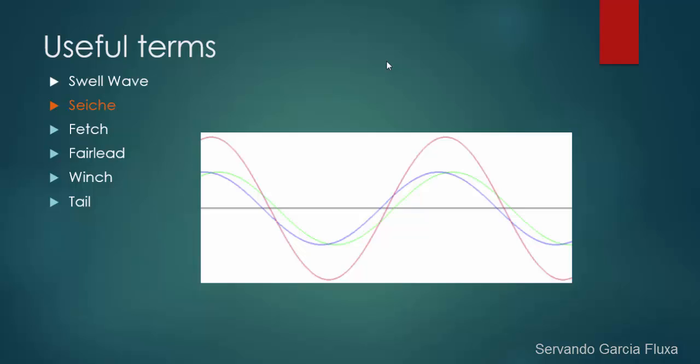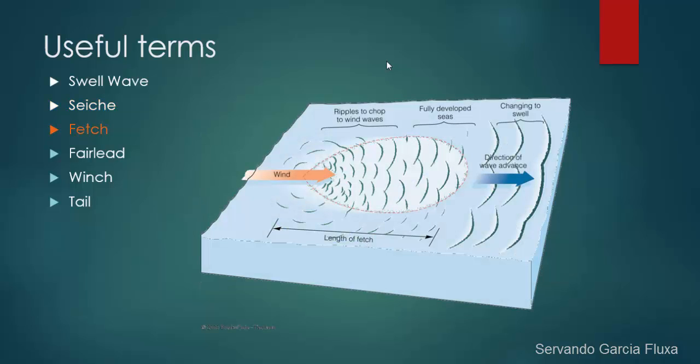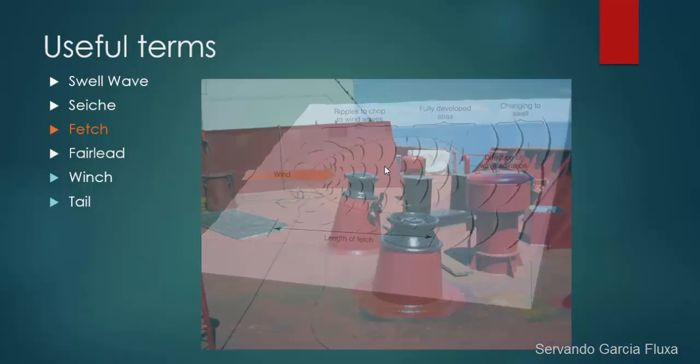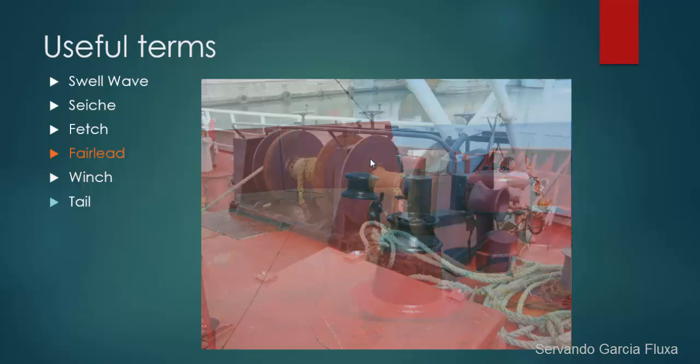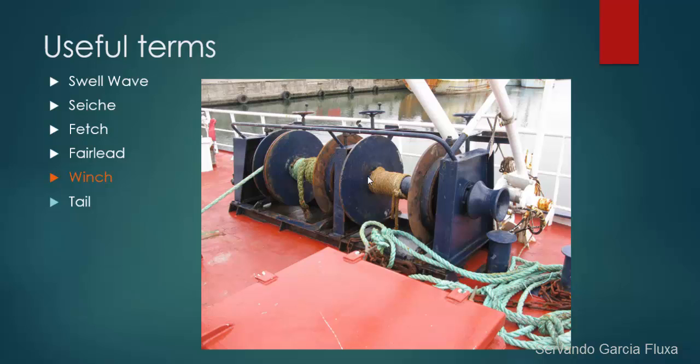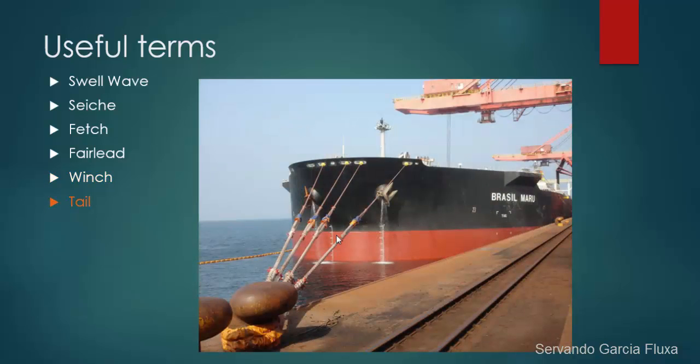Okay, fetch is the length of water over which a given wind has blown. So it's usually measured in kilometers or meters. A fairlead is a device installed on the decks of vessels that is used to guide a line. A winch is a device that is used to pull in or let out the lines. And a tail is the end of the line.